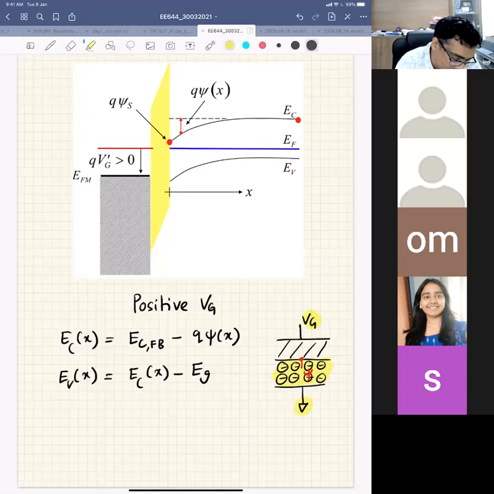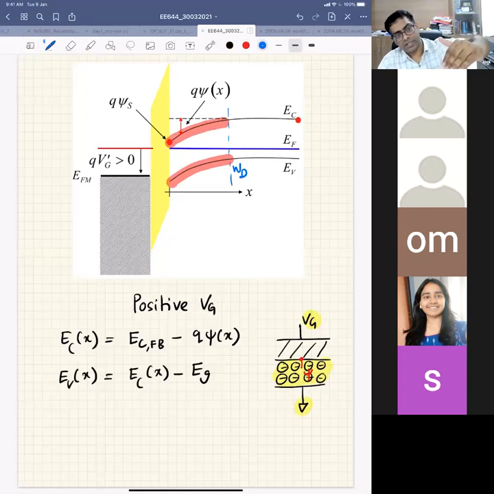So here, if you want, you could plot them. There will be some band bending at the surface, and similarly there will be band bending in the conduction band and valence band. And this is your WD, because at the edge of the depletion width, your potential will be zero. The moment the potential is zero, your conduction band will be the conduction band in the flat band condition, and this is your psi x.